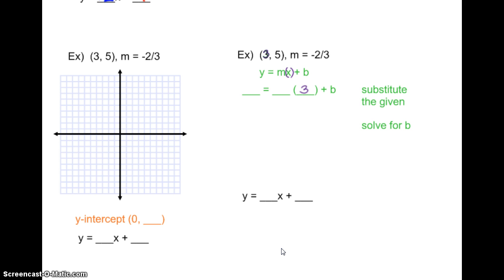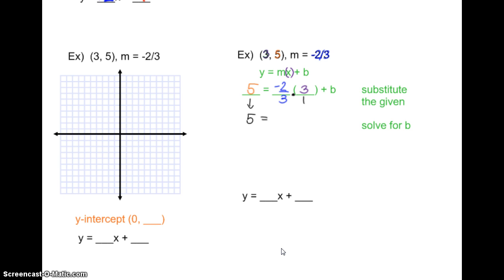3 will go in for x. 5 will go in for my y. Remember, ordered pairs are x and y. Think of the alphabet. X before y. -2/3 will go in place of my slope, in place of m. I'm replacing the letter m with -2/3.